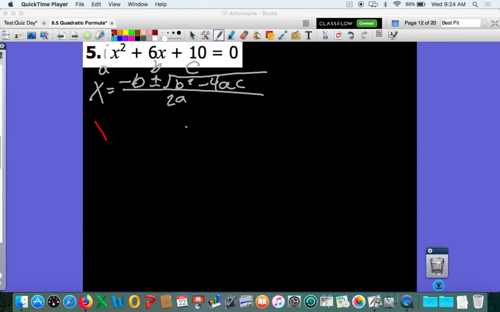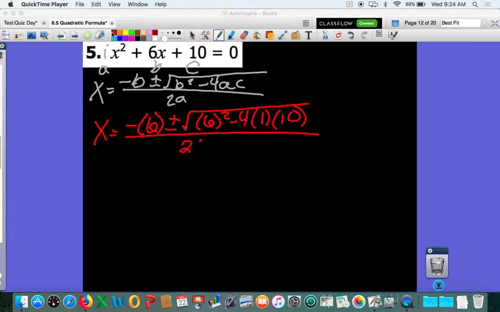So we have x equals negative, b is 6, plus or minus the square root of 6 squared minus 4. My a is 1 and my c is 10. All of it's over 2 times a. What part did we say we solved first? The discriminant. Remember, that's the part under the square root, not counting the square root, just under the square root. And when I solve that, this time I get a discriminant of -4.